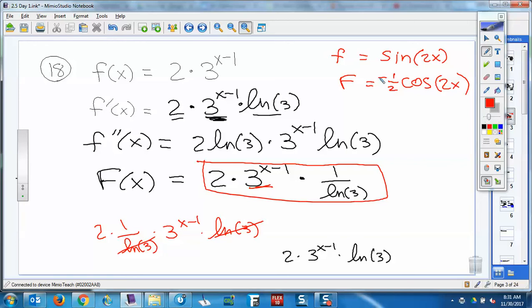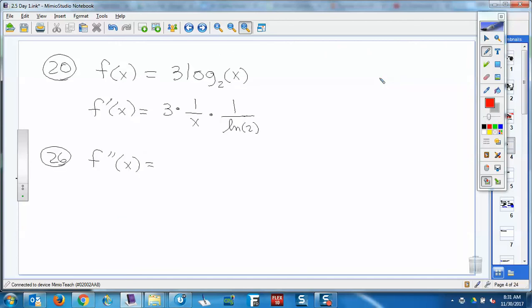We're going to do antiderivatives in great detail later in the year. So this is just kind of a beginning, and we'll do a few on the quiz, but not a huge deal. Okay, number 20.